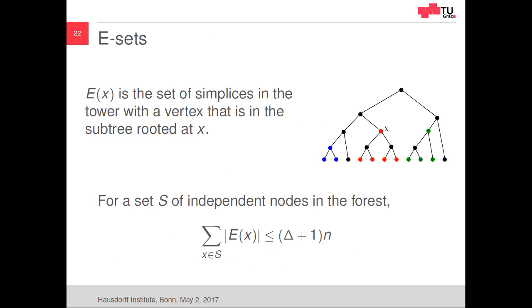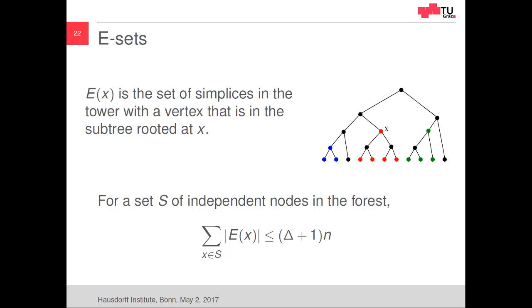And for that, we need another definition, which is called the E set. So we take an inner node of our contracting forest, and it has a subtree, and it has leaves in the subtree, and they correspond to vertices in the tower. And we take all simplices which are incident to at least one of these vertices. And we call this the E set. You can also say it's the union of the stars of these vertices.